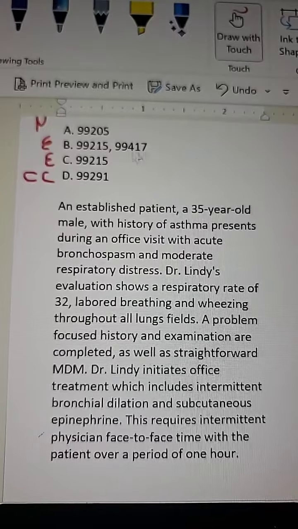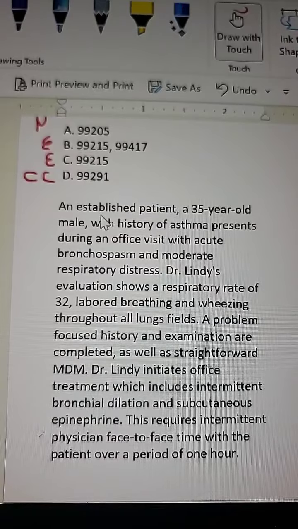Okay. Are we new, established, what's going on? We do have an established, so we can get rid of that new.